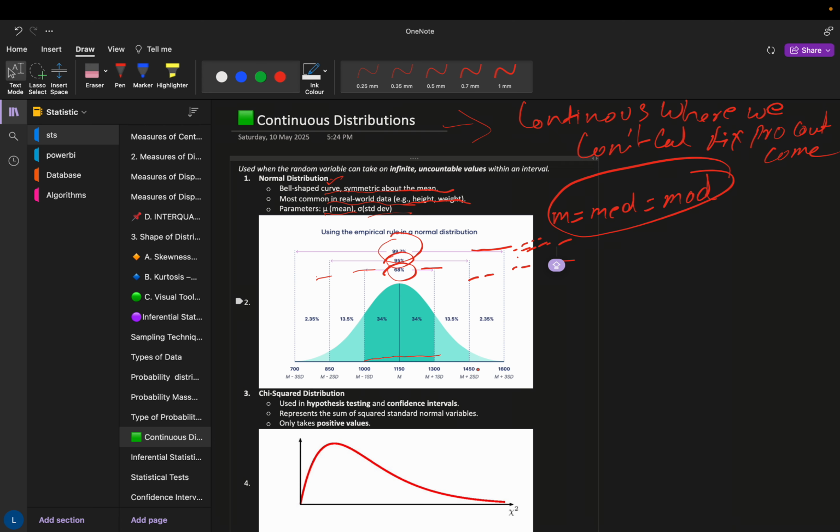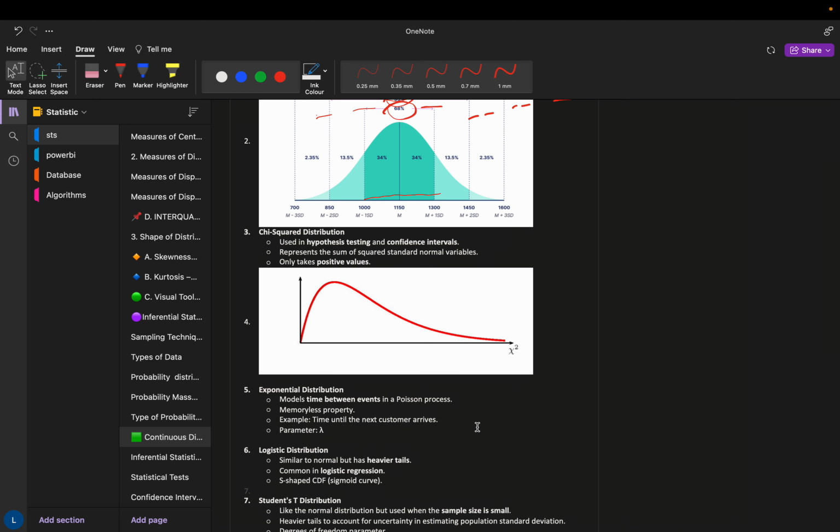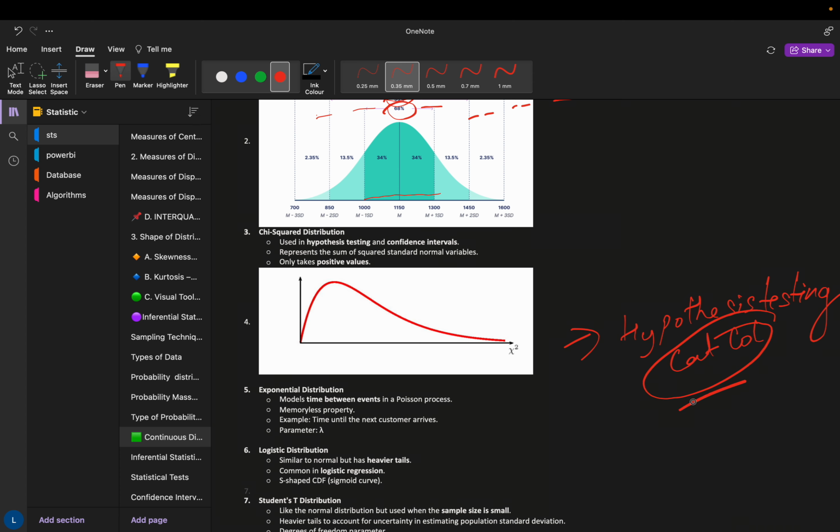All right, now moving toward the next type of distribution, that is chi-square distribution. That we normally use during hypothesis testing. Okay, for example, when we are provided with categorical columns and we want to check the relationship between them, in that situation we normally use the chi-square distribution.